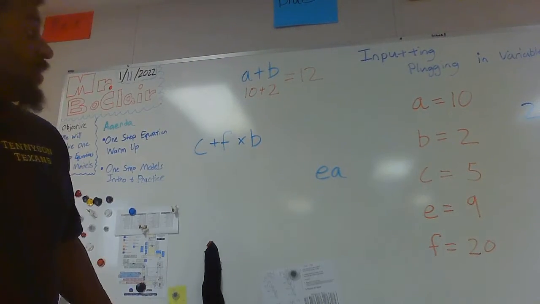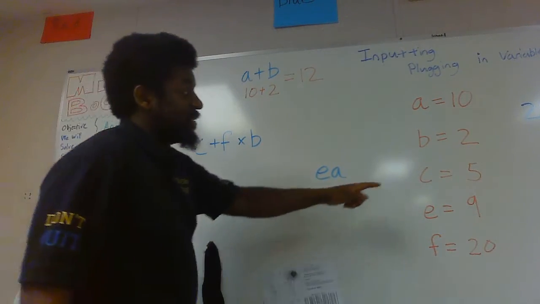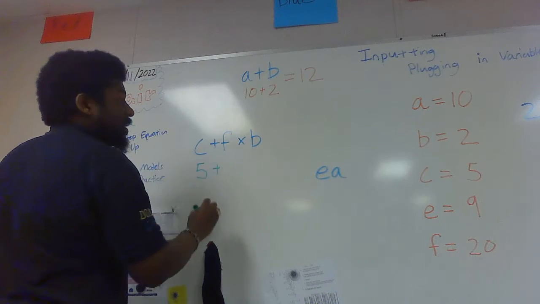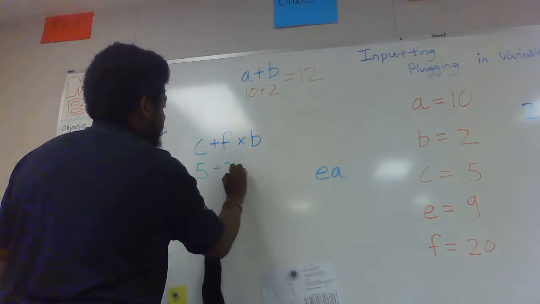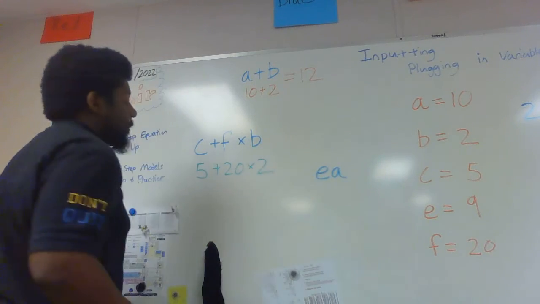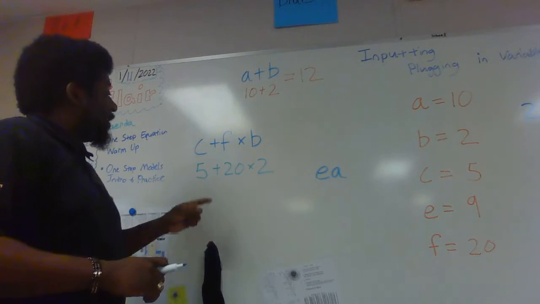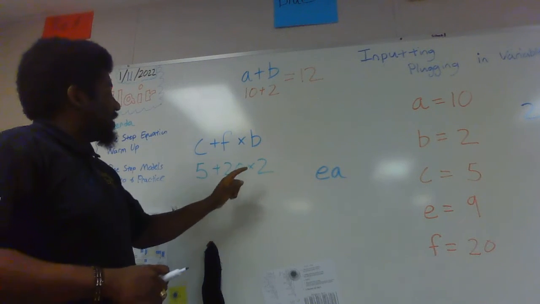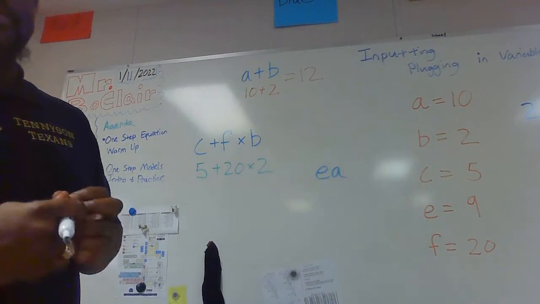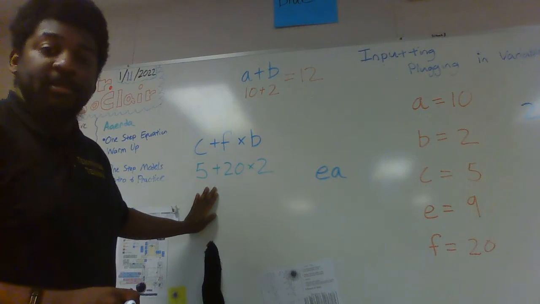This second one here, C plus F times B. C is 5 plus F is 20 times B is 2. I've changed my problem. For this one, I have two operations. I have addition and multiplication. Remember, on your order of operations, multiplication comes before addition.